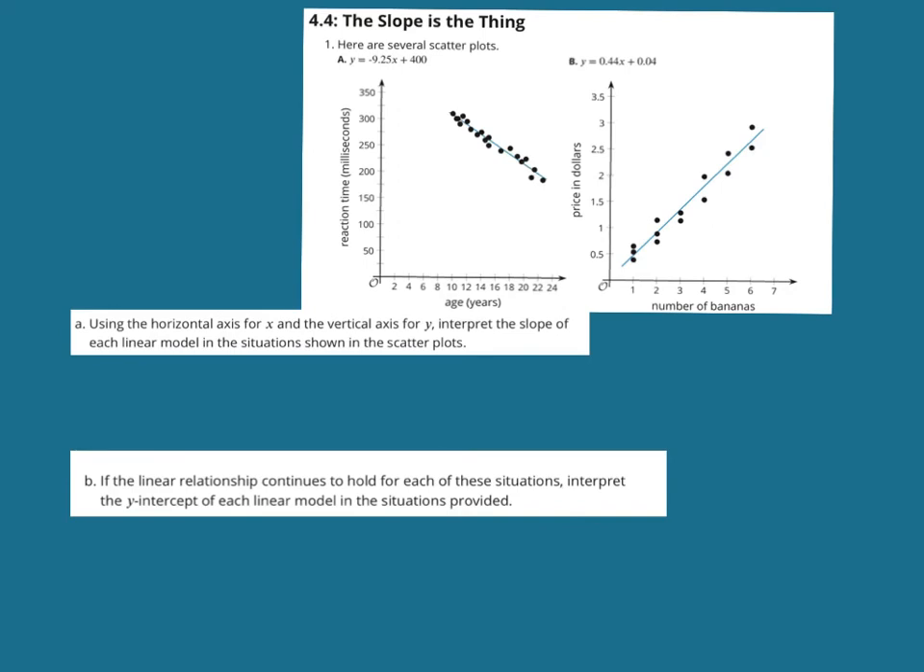So next, we move on to our model over here where we have a positive slope of 0.44 and a positive y-intercept of 0.04. Looks like we got number of bananas, price in dollars. So I guess that for every banana, we're going to increase 44 cents, right? And the price of no bananas is 4 cents.